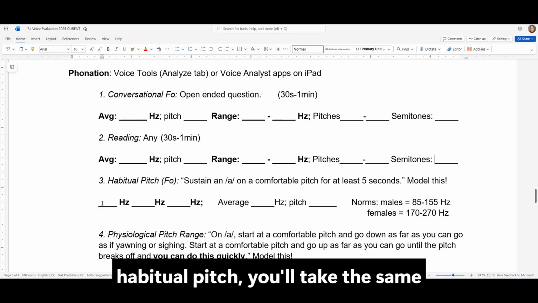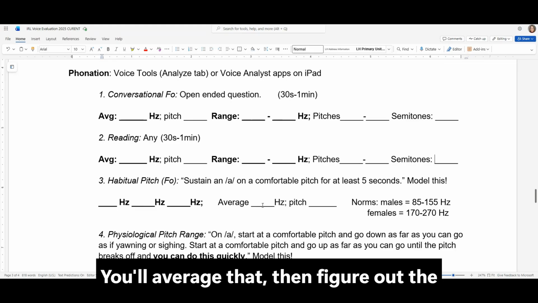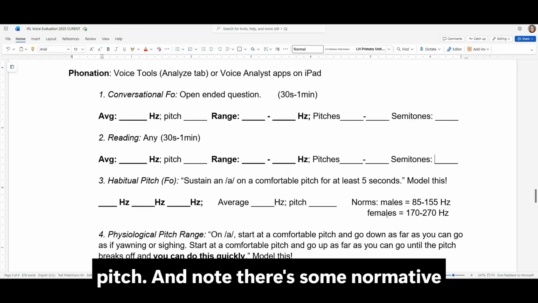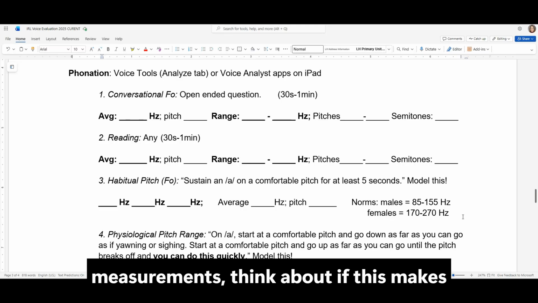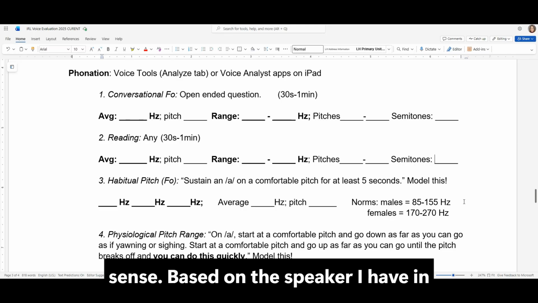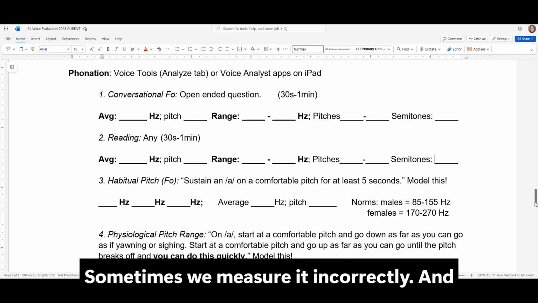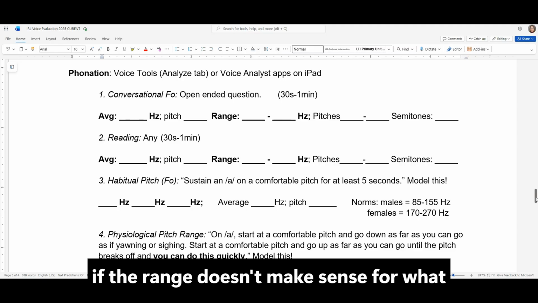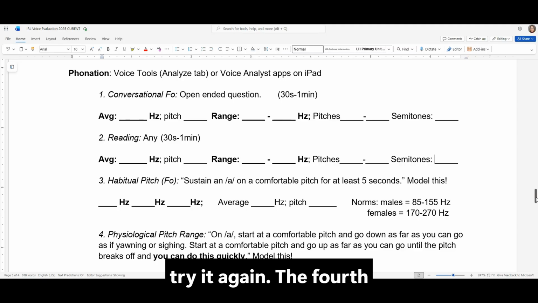For the habitual pitch, you'll take the same hertz measure 3 times, average that, and then figure out the pitch. And note there's some normative data here. When you're doing your measurements, think about if this makes sense. Based on the speaker I have in front of me, does the range fit? Sometimes we measure it incorrectly. And if the range doesn't make sense for what you're hearing, then you might want to try it again.